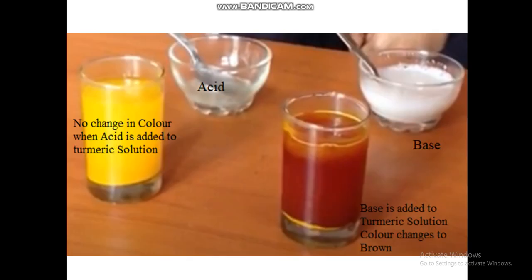Okay, so here you can see that when this base is added, the turmeric solution changes to brown in color. Like this, when a base is added to turmeric solution, the color of the solution changes to brown. And when acid is added to the turmeric solution, there is no color change, or it becomes a little paler in color. So we can consider it as no change in the color.